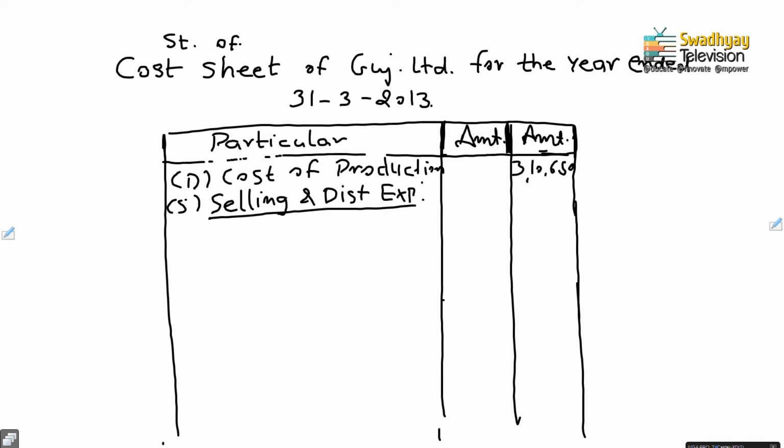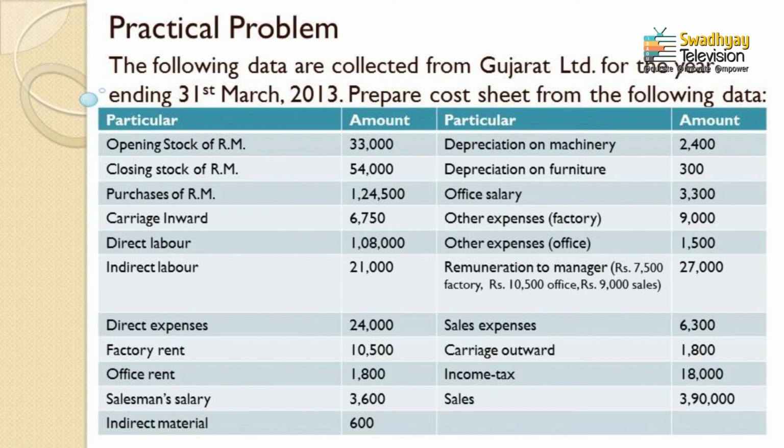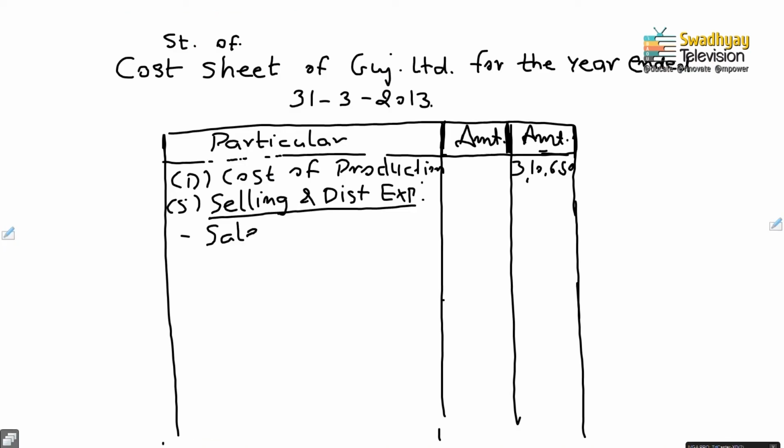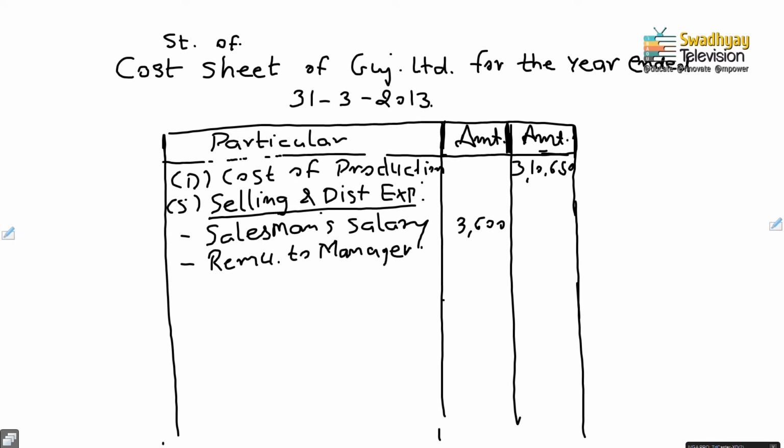Now all of you see the question and identify the selling and distribution expenses from this question. The first item is salesman's salary. The salesman's salary is ₹3,600. Then the next item is remuneration to manager, which is related to the sales department. That amount comes to ₹9,000.